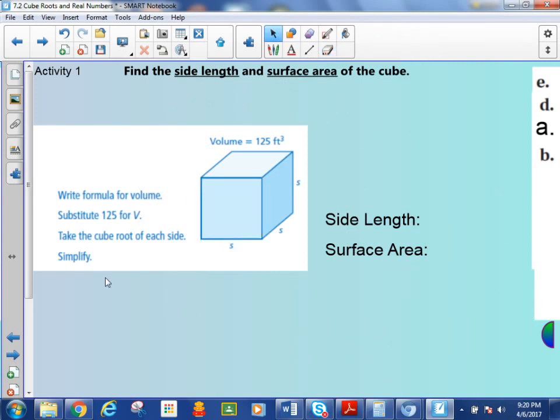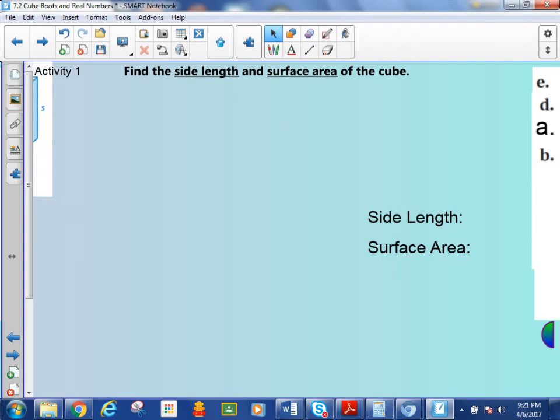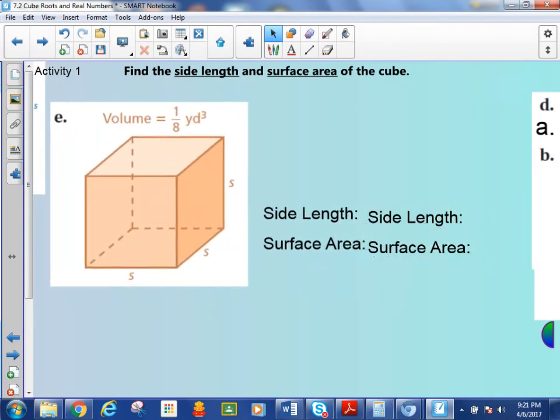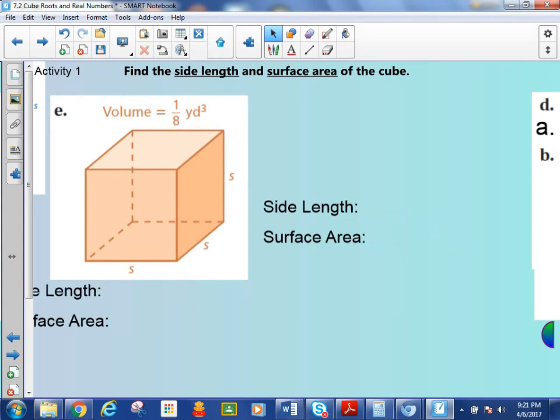Okay, so we're going to go ahead and try another one of these. Once again, we're going to do the ones that are most difficult together, and then you'll do the ones that are a little bit easier on your own.